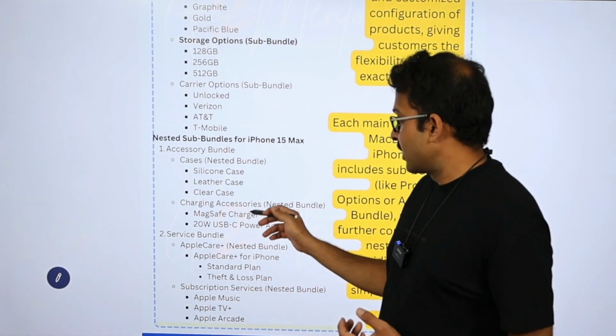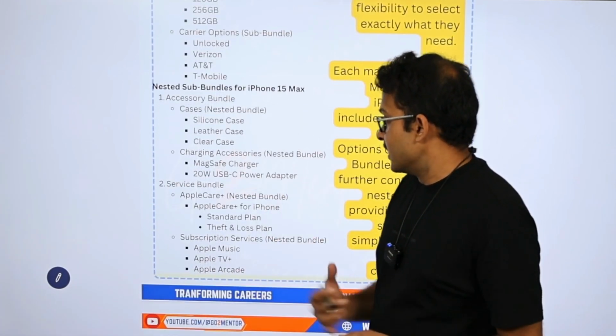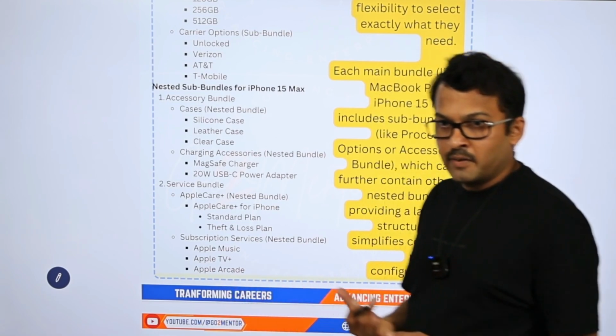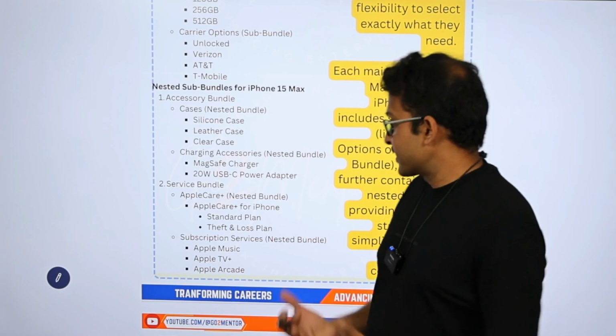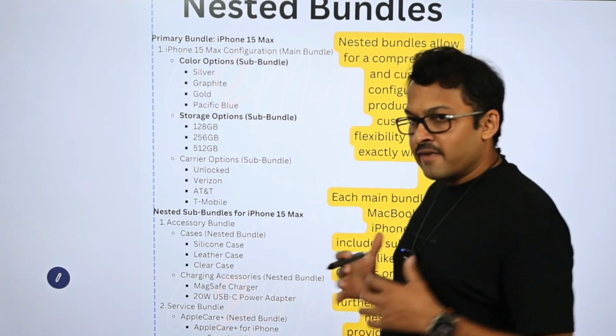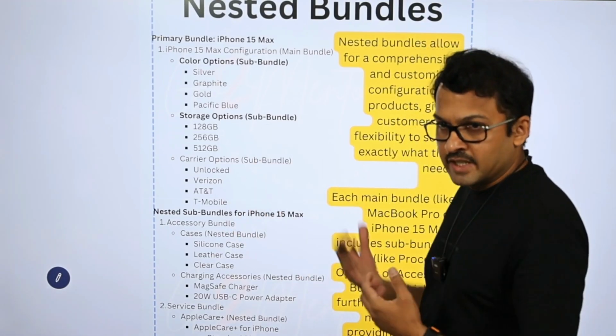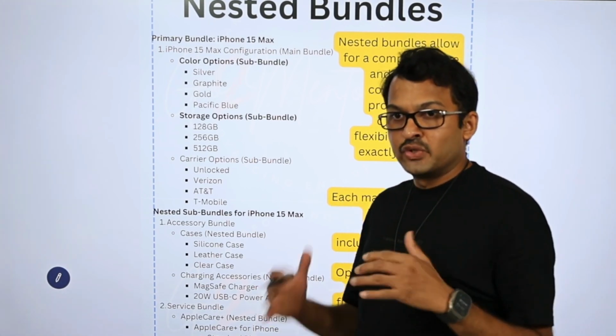So when you buy an iPhone, again, what kind of case do you want? Do you want the silicon case, leather case, right? Charging accessories. Do you want the MagSafe charger to purchase along with it, or just the 20-watt USB-C power adapter? Right? Various options that you get, right? Just these products. Having it as a bundle and a sub bundle is so much easier rather than having a line for each unique combination, right?